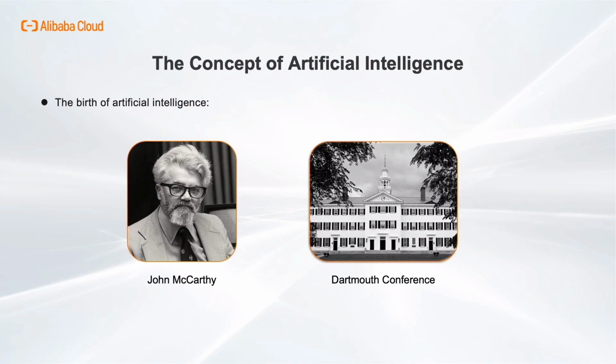The study is to proceed on the basis of the conjecture that every aspect of learning or any other feature of intelligence can in principle be so precisely described that a machine can be made to simulate it. An attempt will be made to find how to make machines use language, form abstractions and concepts, solve kinds of problems now reserved for humans, and improve themselves. We think that a significant advance can be made in one or more of these problems if a carefully selected group of scientists work on it together for a summer.